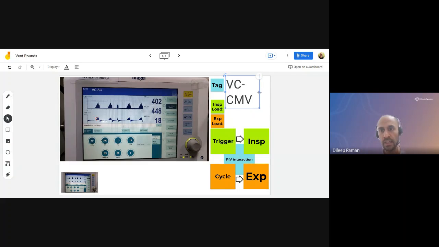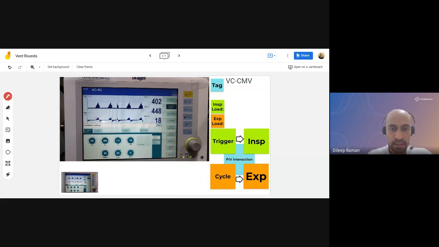Continuous mandatory ventilation. We don't see any spontaneous breaths whatsoever. Spontaneous means cycle and trigger should be by the patient. Here, all these breaths are in fact machine triggered and machine cycled. And targeting scheme. Targeting scheme means we are setting a tidal volume and the ventilator is trying to deliver that tidal volume. So let's say this is VC-CMVs, which is known as set point targeting.